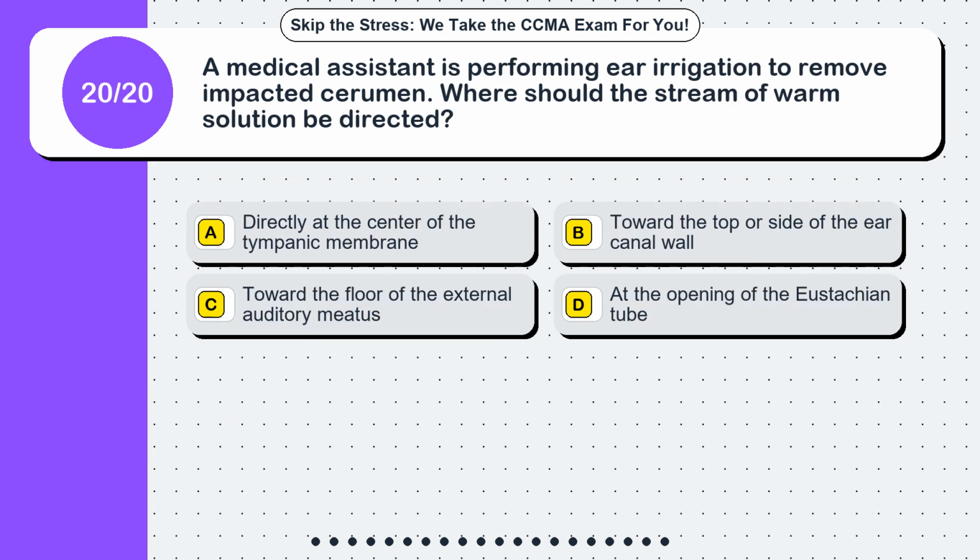Question 20. A medical assistant is performing ear irrigation to remove impacted cerumen. Where should the stream of warm solution be directed? Option A, directly at the center of the tympanic membrane. Option B, toward the top or side of the ear canal wall. Option C, toward the floor of the external auditory meatus. Option D, at the opening of the eustachian tube.